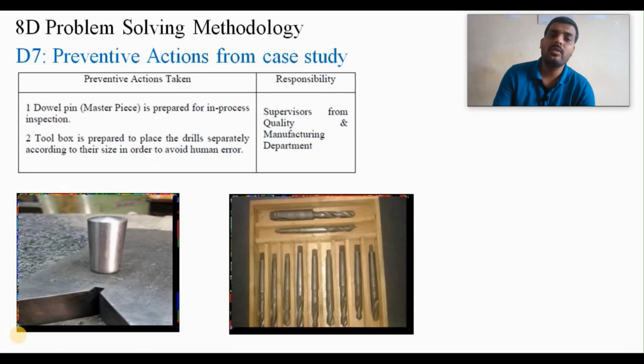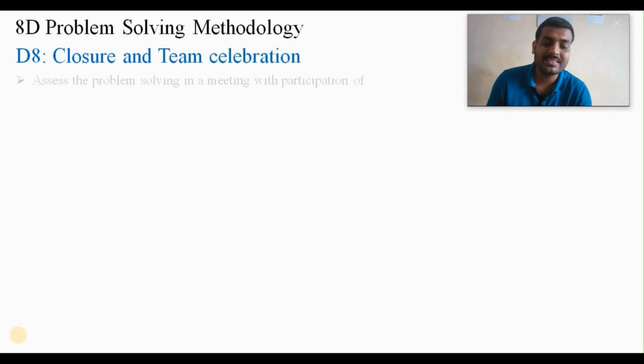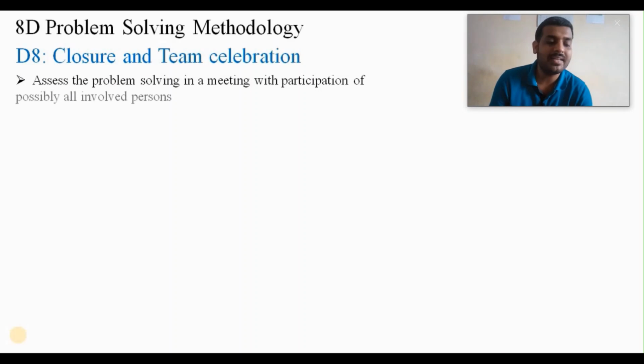With this, now we will move to the last step of the 8D report, that is D8, the final team meeting or closure of the problem and team celebration. The problem solving has to be assessed in a meeting with participation of all possibly involved persons. Here the prerequisite is that you should have completed the D1 to D7 phases.